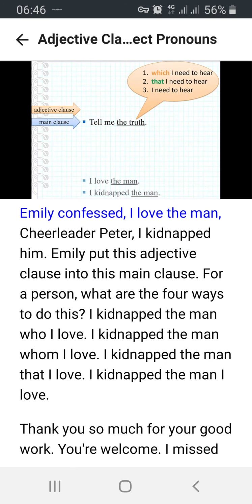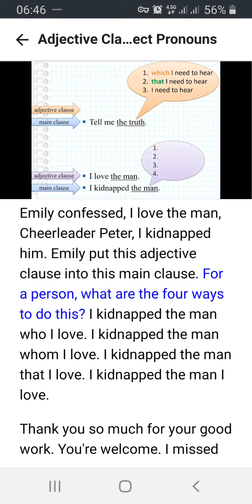Emily confessed, I love the man, Cheerleader Peter. I kidnapped him. Emily put this adjective clause into this main clause. For a person, what are the 4 ways to do this? I kidnapped the man who I love. I kidnapped the man whom I love. I kidnapped the man that I love. I kidnapped the man I love.